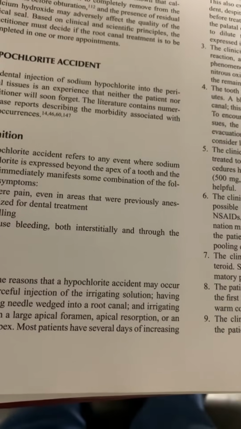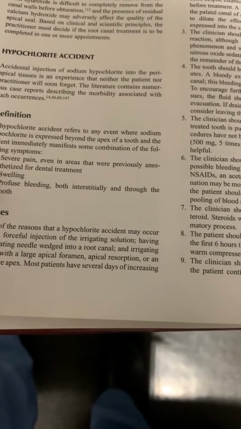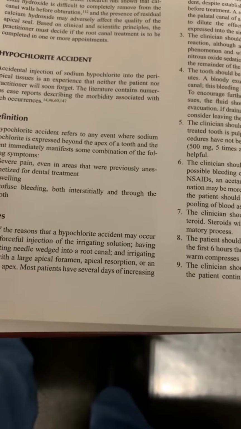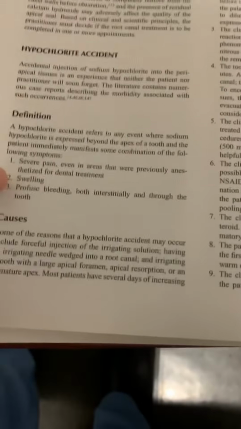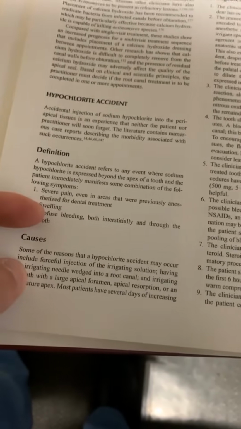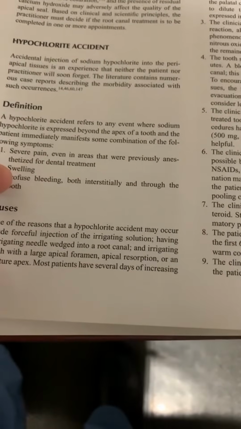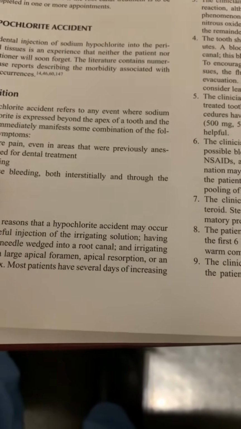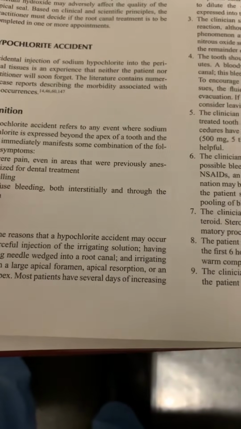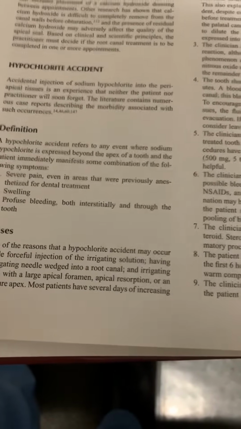both through the tooth and outside. Causes include forceful injection of the sodium hypochlorite, having an irrigating needle wedged into a root canal, not using a specific irrigating needle, using a regular needle. Even if you use an irrigating needle, if it's wedged into a root canal and then you forcefully inject the solution, you get a sodium hypochlorite accident. Okay.